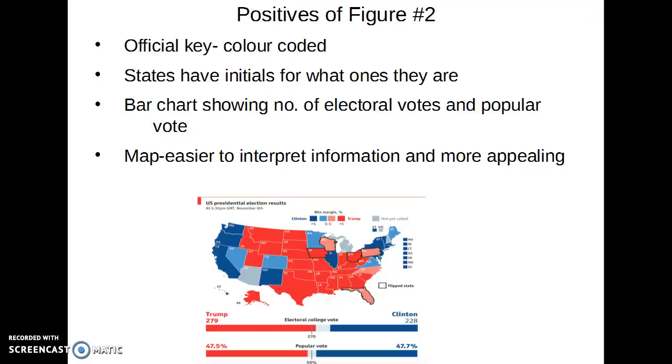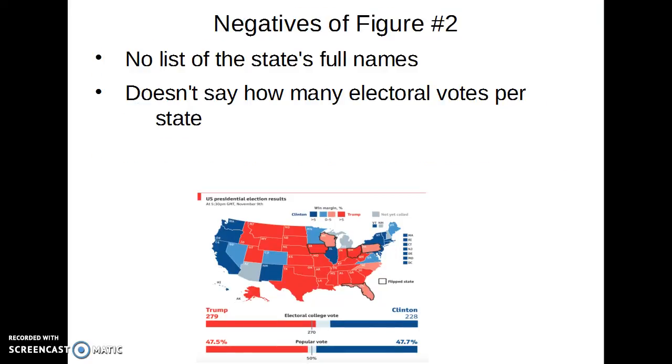Another positive aspect is that the states are labelled with their initials, although this only includes the initials of the state. There is no key for this, and not everyone will know every state. The bar chart at the bottom shows the number of electoral votes and popular votes, which adds to the map as it makes it slightly clearer for the audience to understand.